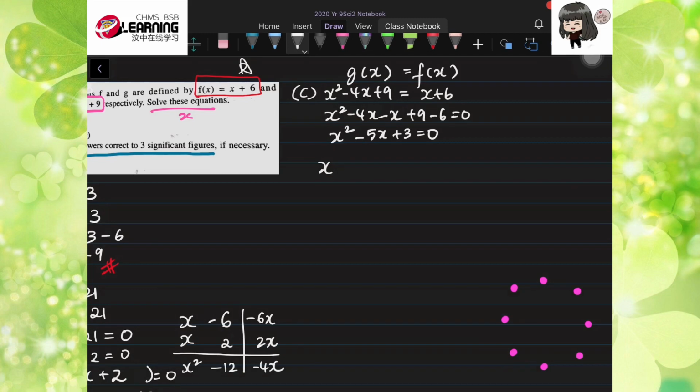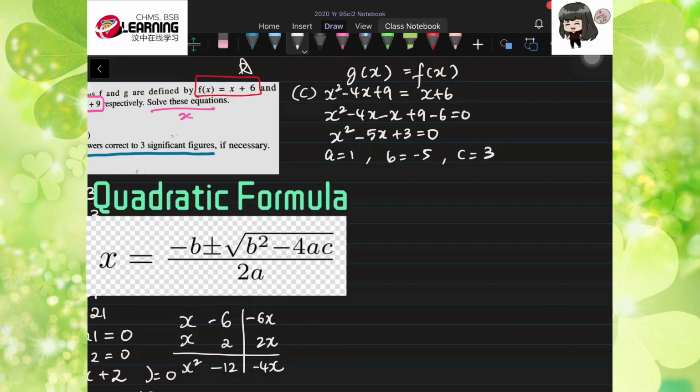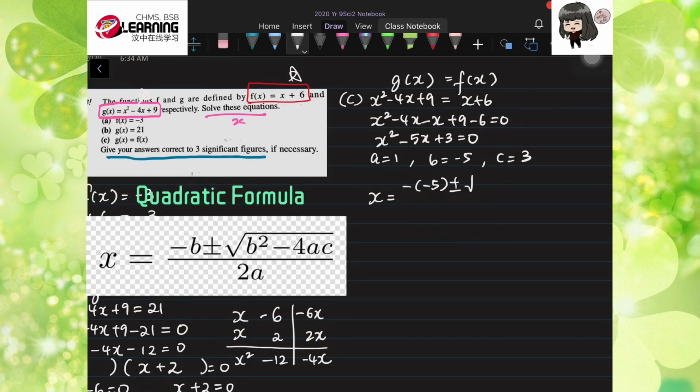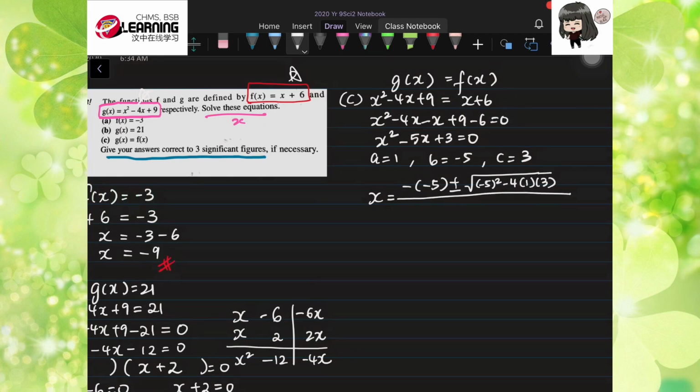We have a equals to 1, b equals to negative 5. I will list down for you: a equals to 1, your b is negative 5, and your c is 3. So x will be equals to negative b plus minus square root of b squared minus 4ac, all over 2a. So negative, negative, positive, and then you will get 13. You can press calculator for that.